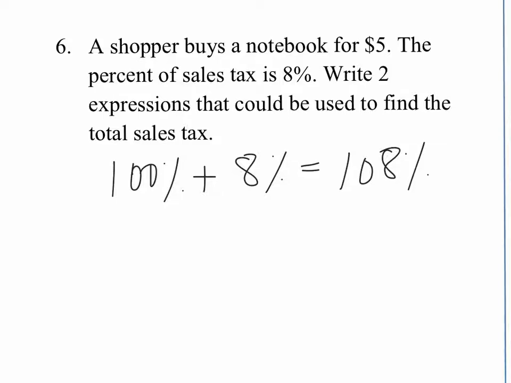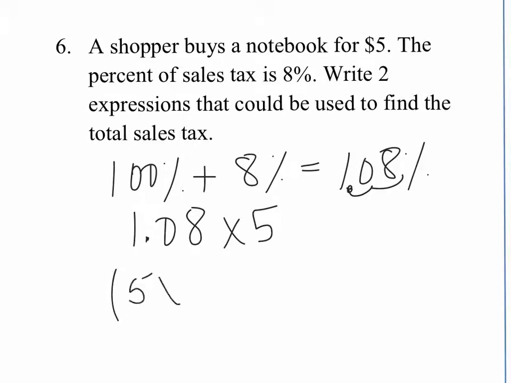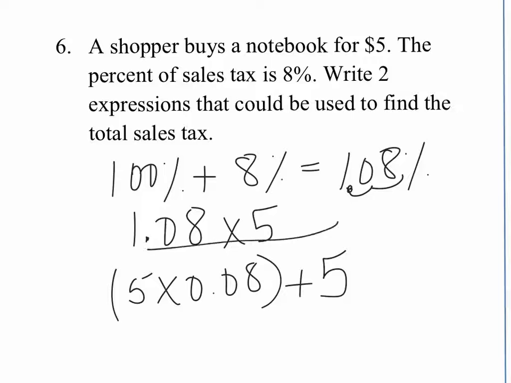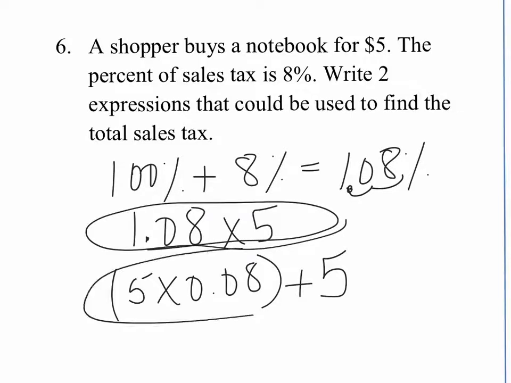When you change the 108% to a decimal, you have 1.08 times 5. Way 2, you would take the 5 and multiply by the 8%, 8% being 8/100, and then add 5 back to that. So your 2 expressions would be the first one circled here and the second one circled here. Way 1 and way 2.